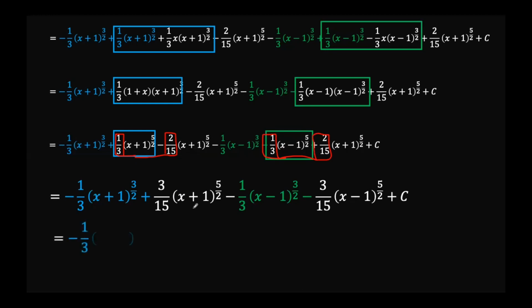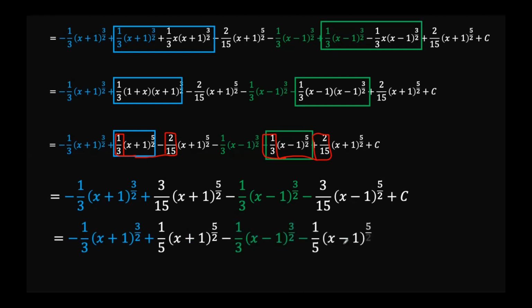Anyway, going forward, we can reduce 3 over 15 into 1 over 5, and that would be the simplified answer. Anyway, problem number 8, x over 1 minus x to the power of 4.